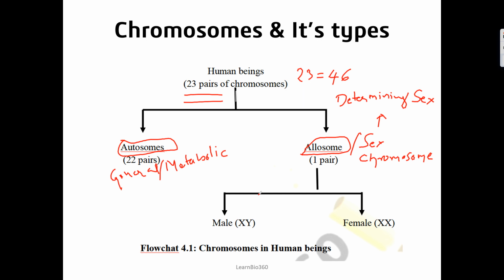So in males, the allosome combination is XY. In females, the allosome combination is XX. So simply remember this one. XX is the same, both are the same, so it is called a homozygous combination. Whereas in males it is XY, this is a heterozygous combination. Rarely they may ask you to confuse the questions, particularly in competitive exams.